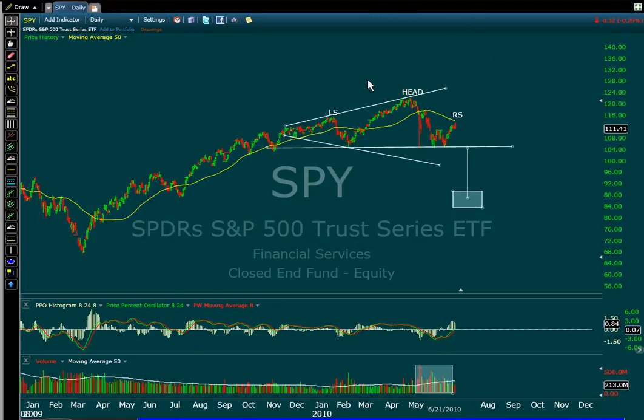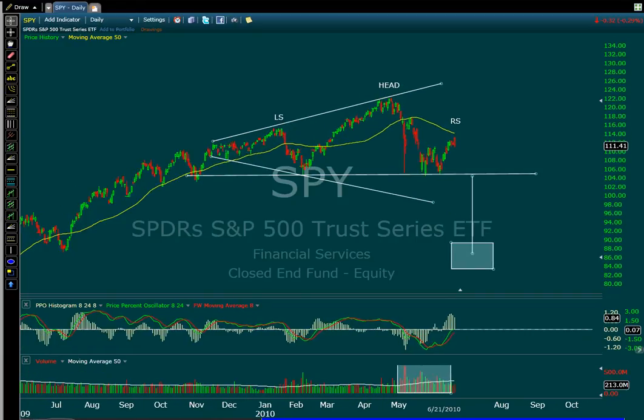Alright, so this is the SPYs, which follows the ETF for the S&P 500, and we've pretty much done the same exact thing. We have the reverse symmetrical triangle right here, these two lines, and then you have the left shoulder, head, and right shoulder. Again, we came up to the 50-day moving average. We couldn't even get to it. We did a reversal.